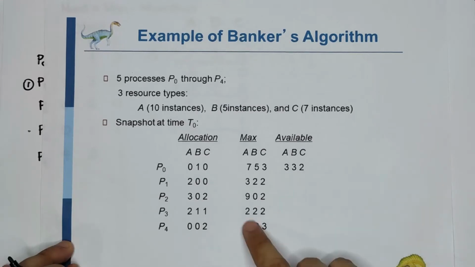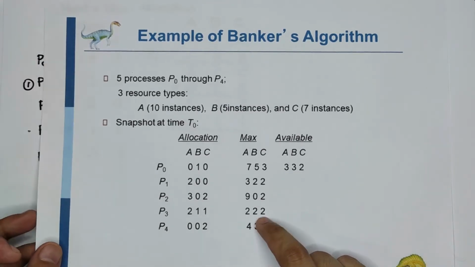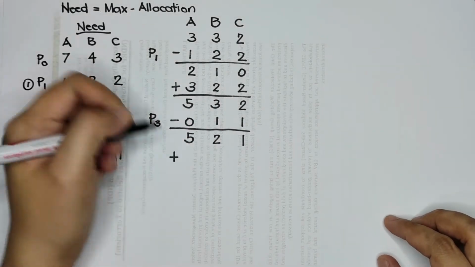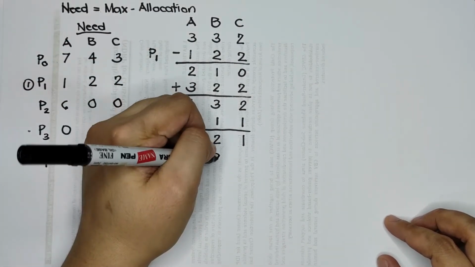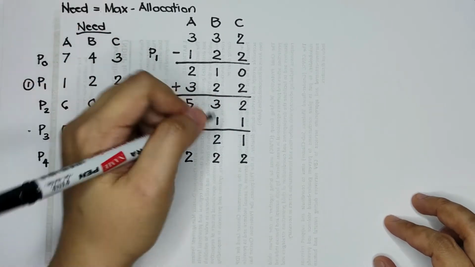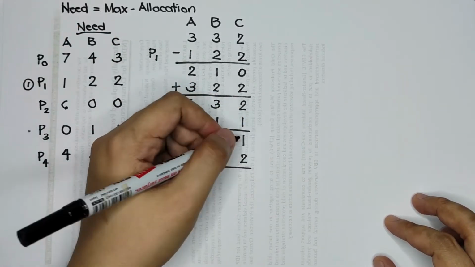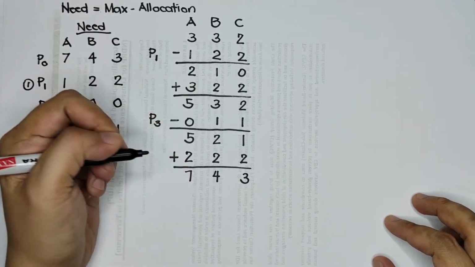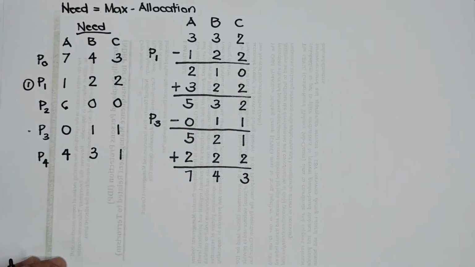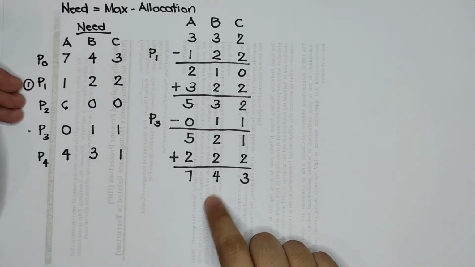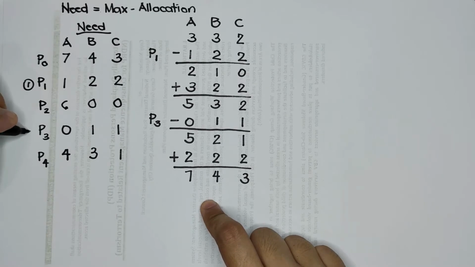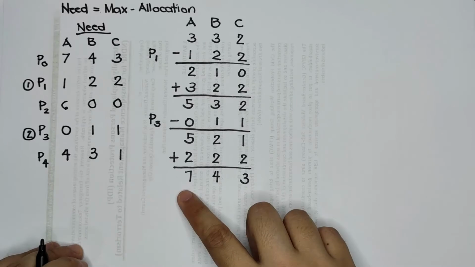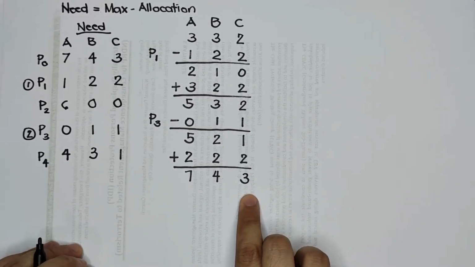So you have to return 2, 2, 2. Again, to return, you have to add 2, 2, 2. After adding, 5 plus 2 is 7, 2 plus 2 is 4, and 1 plus 2 is 3. So we have 7, 4, 3. So we've already finished the execution of P sub 3. Okay, 7, 4, 3 is the available resource for A, B, and C.